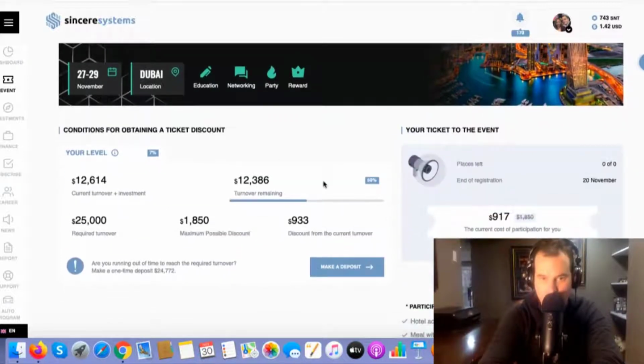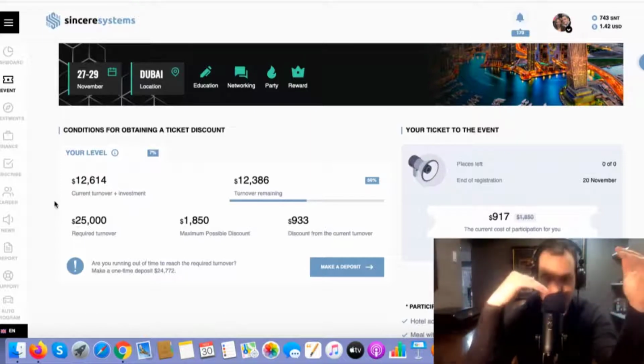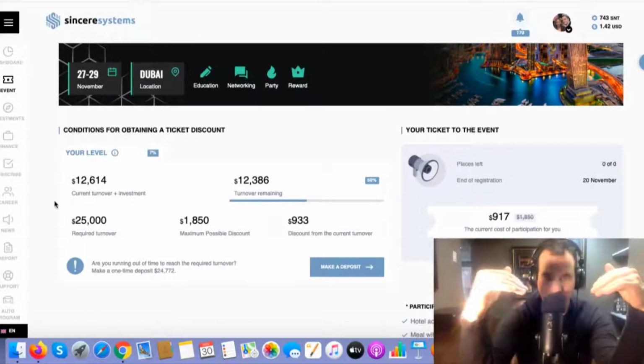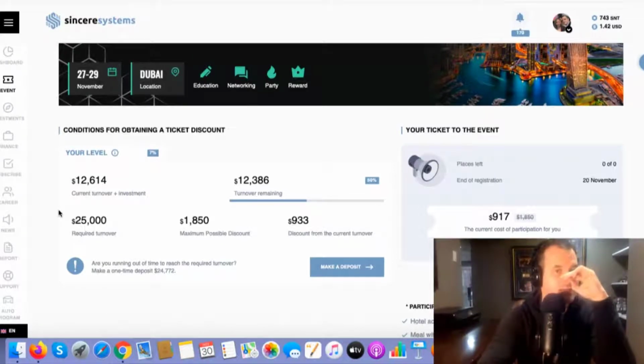The more you work your way up through the system, the more of a discount you get. Like for this event, the ticket's originally $1,850, and I could have only paid $917. So over 50% off is what I could have got. So once you work your way through the system, guys, with your team turnover or your funding through the system, then you can get cheaper event tickets, which is pretty neat.